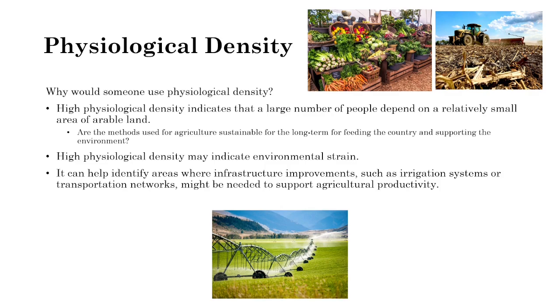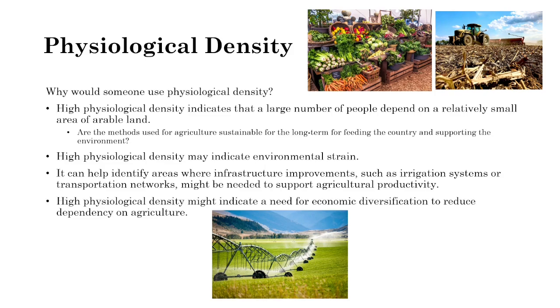If you're living in an area with a high physiological density, like Egypt, yeah, 3% of the country is farmable, but that 3% can be very important. So you want to maximize the crops grown. So you may put in extensive irrigation systems to try to grow as many crops as possible and to limit any loss of product as well. High physiological density might indicate a need for economic diversification to reduce any dependency that you have on agriculture.